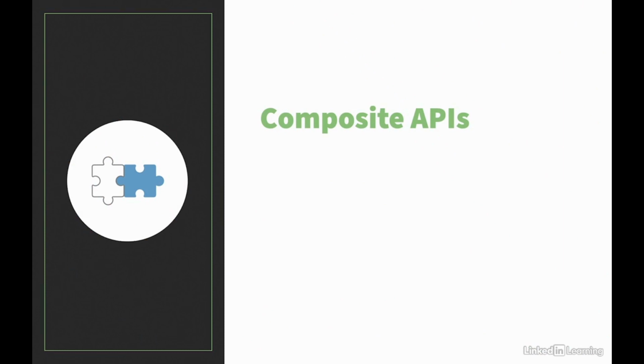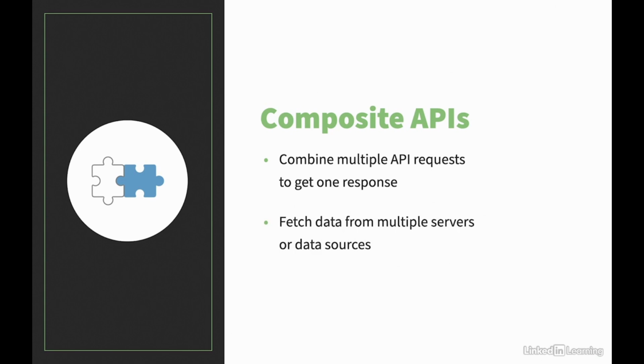The last one is composite APIs. Composite APIs combine multiple API requests into a bundle and allow users to get one single response from different servers. These APIs are used when the developer needs to fetch data from multiple servers or data sources. The advantage of using these APIs is that they reduce the number of API calls, thus reducing the server loads, which in turn improves the performance and speed.